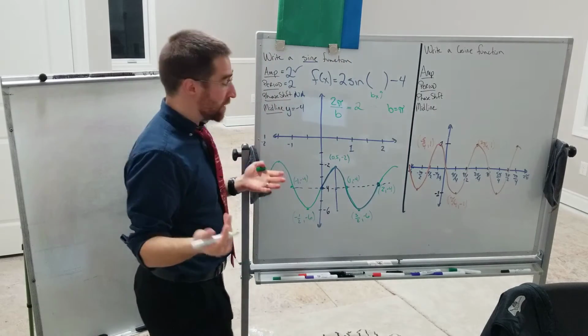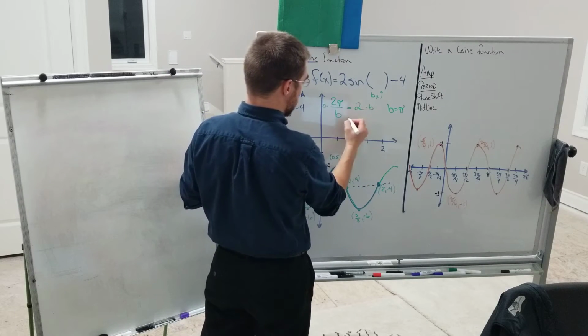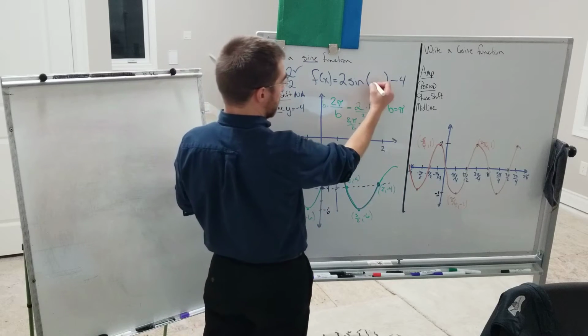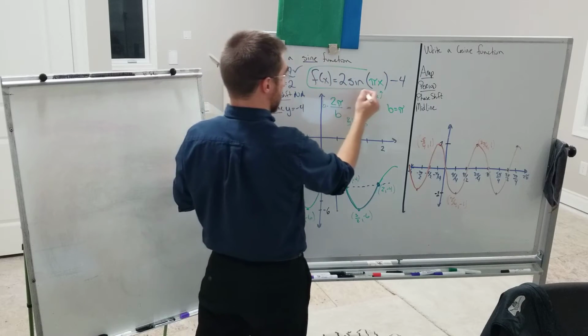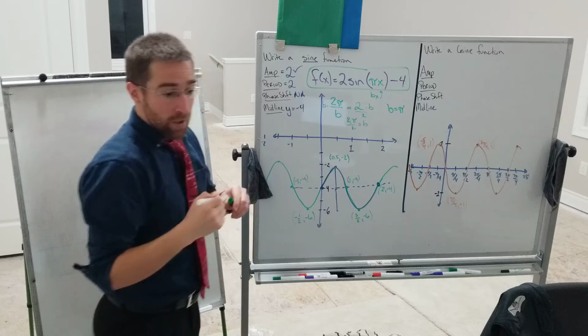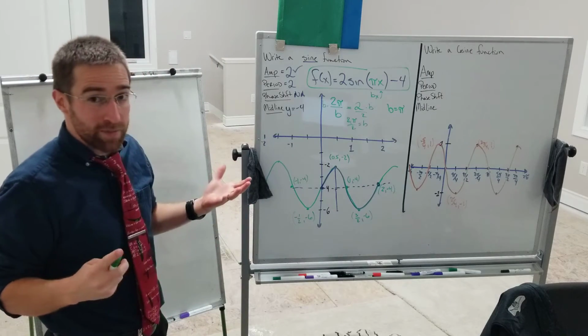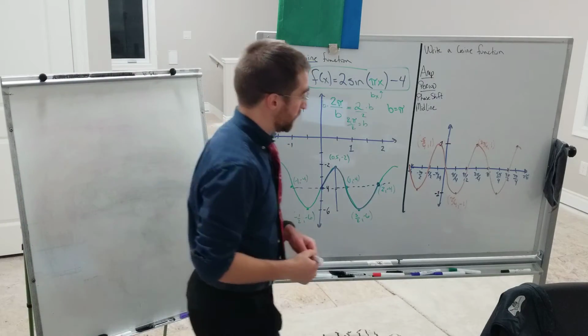It's not always going to be this simple, so what we can always do is multiply by b on this side and then divide by 2. So 2 pi over 2 equals b, the 2's cancel, b equals pi, which means we have this equation here: f of x equals 2 sine of pi x minus 4. Boom, that's the equation. Got it. All right, let's look at the next one.